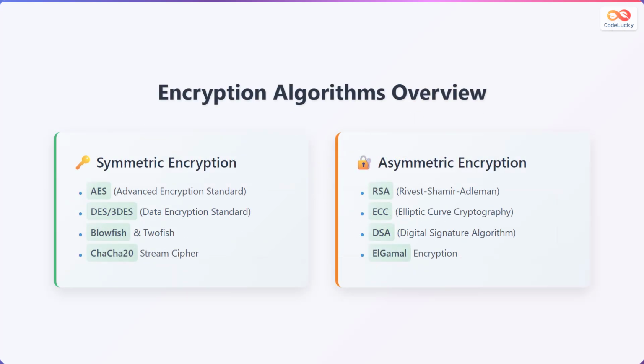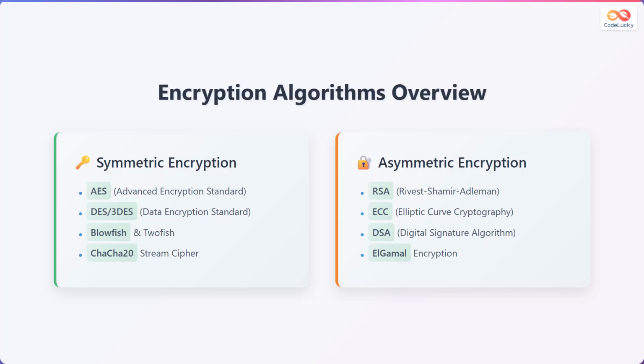Encryption algorithms fall into 2 main categories: symmetric and asymmetric encryption. Symmetric encryption uses a single shared key for both encryption and decryption processes. The most widely used symmetric algorithm is AES, or Advanced Encryption Standard, which provides strong security for bulk data encryption. Other important symmetric algorithms include DES and triple DES, though these are considered legacy due to security vulnerabilities. Blowfish and Twofish offer alternative symmetric options, while ChaCha20 represents modern stream cipher technology.